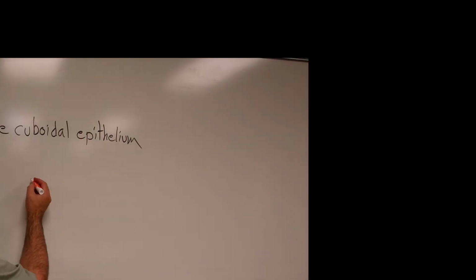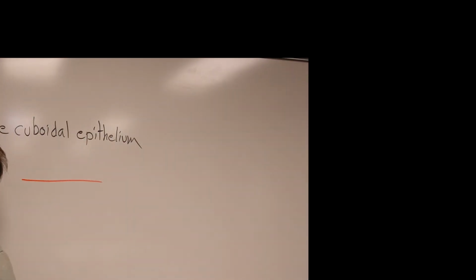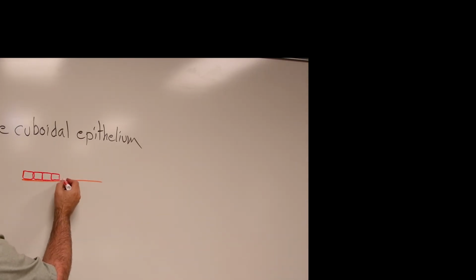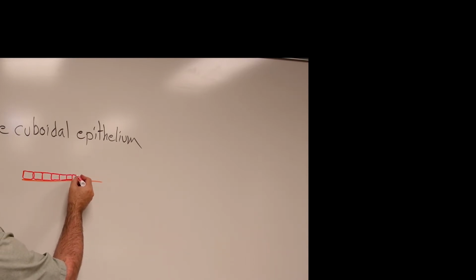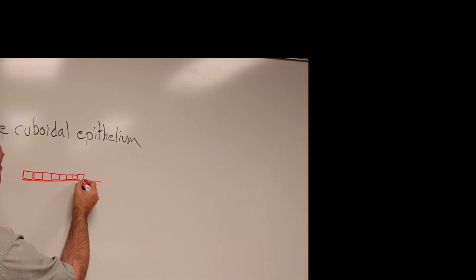Simple cuboidal epithelium rests on a basement membrane again. These cells are roughly as tall as they are wide, so they appear pretty much as square-like shapes on a basement membrane, and they have a free surface. Single layer of cells, because this is a simple epithelium, simple cuboidal epithelium. Like this, each of them would have a single nucleus to the inside.